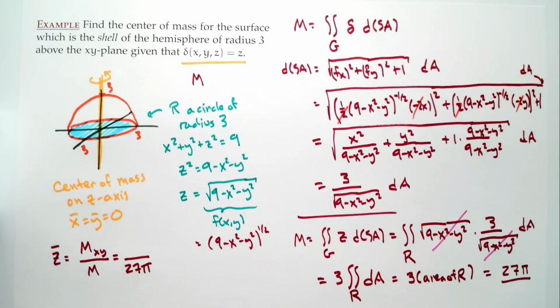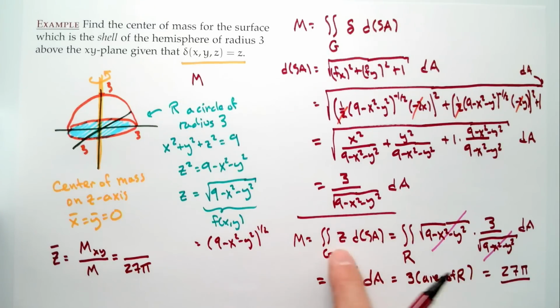So where did the z variable go in the bottom bit there? You have m equals z dsa, and then it disappears in the next step? I don't know which one you're looking at. This here? Yeah, that one. It's right there. Z is square root of 9 minus x squared minus y squared. All right.